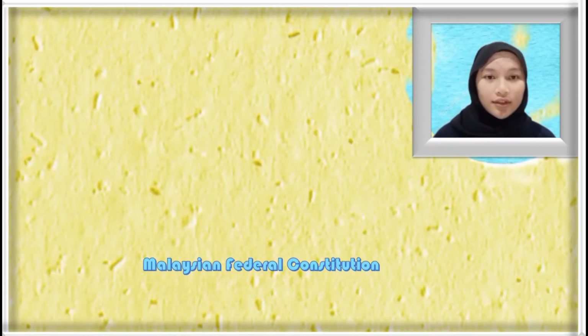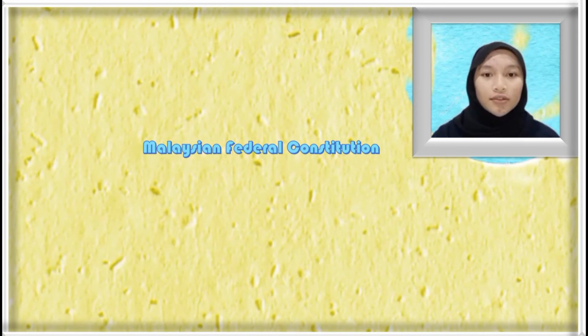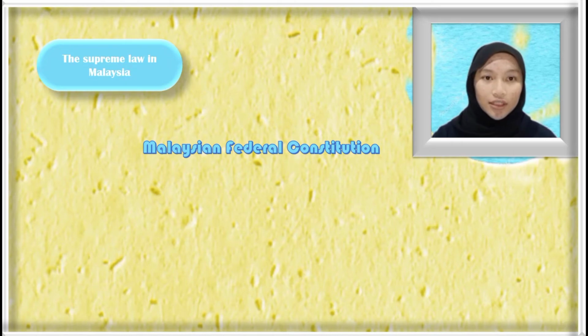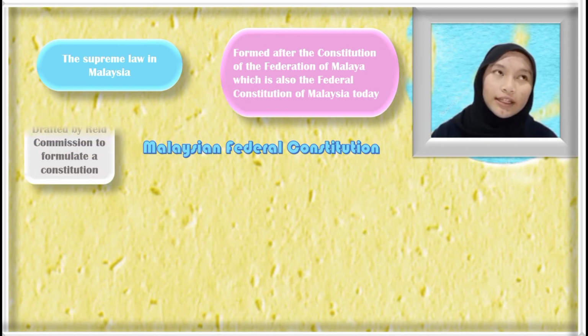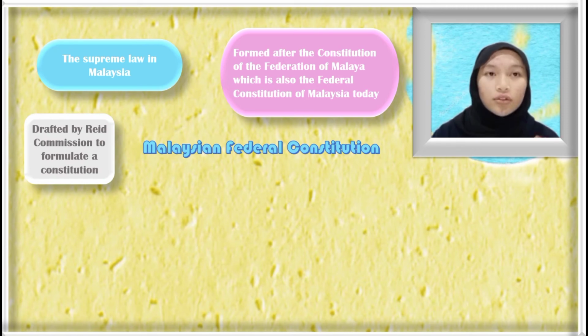Define Malaysia Federal Constitution. The Federal Constitution of Malaysia, considered the supreme law in Malaysia, came into force in 1957. It was formed after the Constitution of the Federation of Malaya, which is also the Federal Constitution of Malaysia today. It was drafted by a Reid Commission headed by Lord William in order to formulate a constitution.